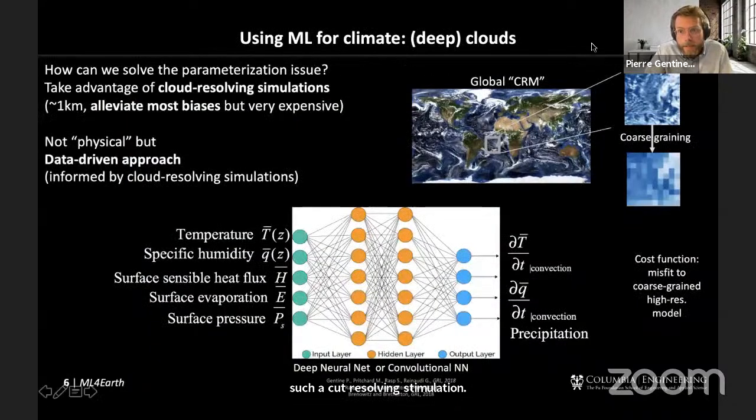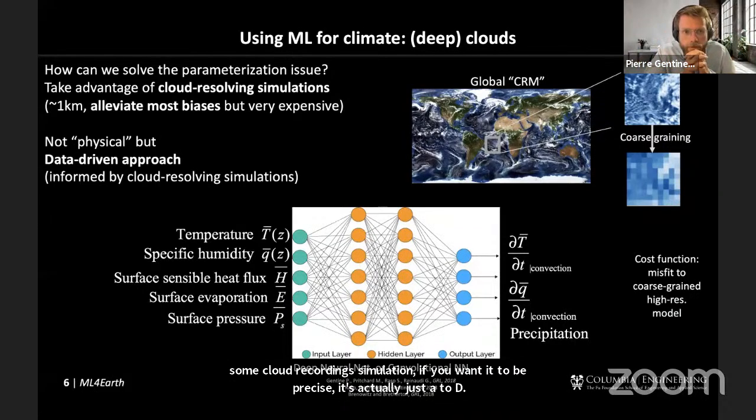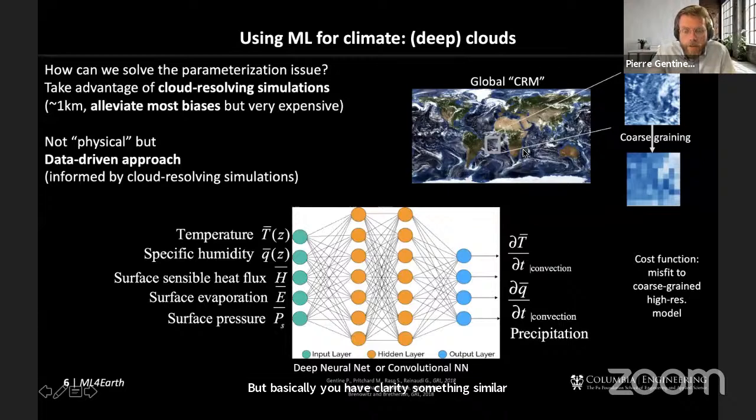So that's basically what we decided to do. And so we took some cloud resolving simulation. If you want it to be precise, it's actually just a 2D. We can get into the details, no need to get into that here. But basically, you have a cloud resolving simulation, so fine scale resolution simulation. You coarse grain that to the scale of the climate model, so roughly 100 by 100 kilometer.